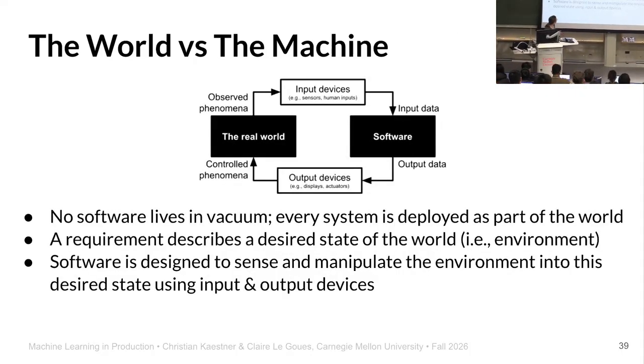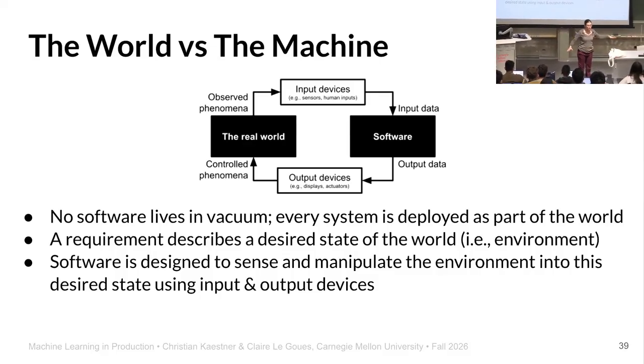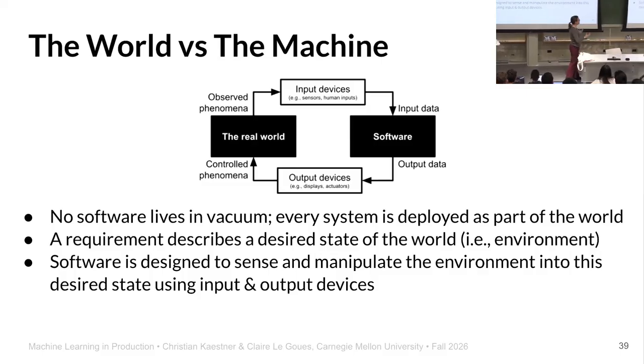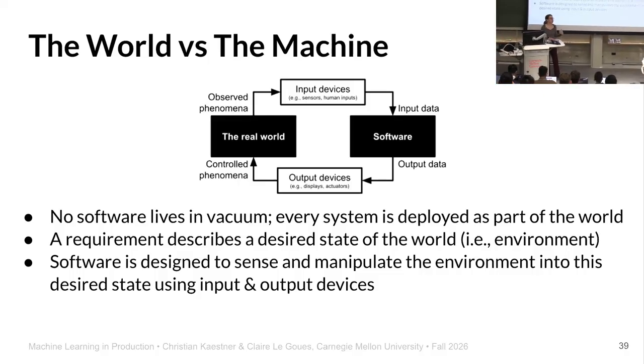A requirement for a software system describes the desired state of the world. It describes the effect we want to have on actual reality. Software is trying to affect that by sensing and manipulating the environment into this desired state. So when you're making an expression about what a system shall do, it shall be in terms of things that happen in the world, not things that happen inside the software. We don't care about how the software does it necessarily. We care about what it does.